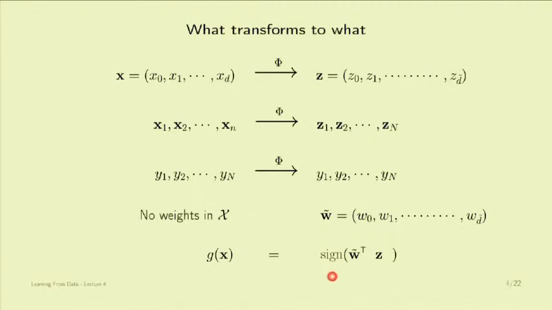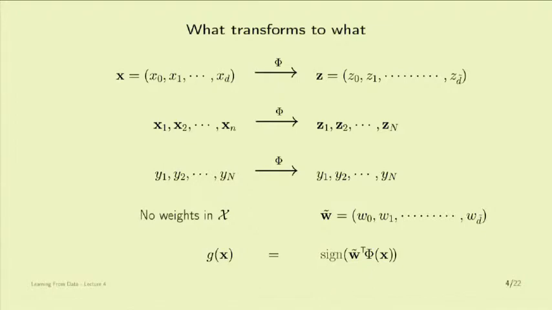Except it's a little bit annoying because this is g of x, and you are telling me this is w tilde transpose times z. Where is x? Don't worry. Here is x. z is the transformation of x. So when you want to evaluate this for any x, all you need to do is plug into this formula, and you are ready to go. That's the entire story of the nonlinear transformation.